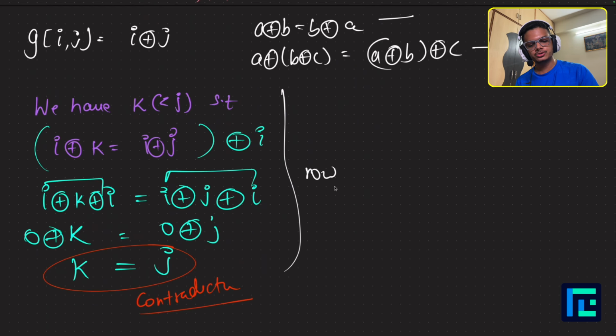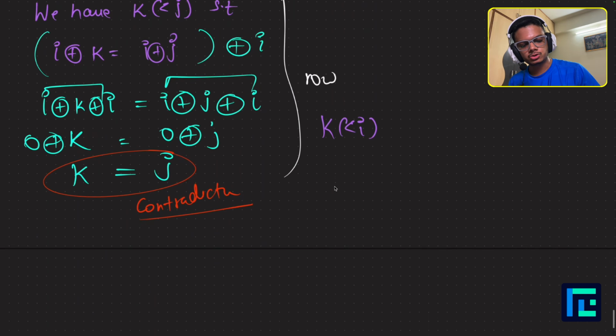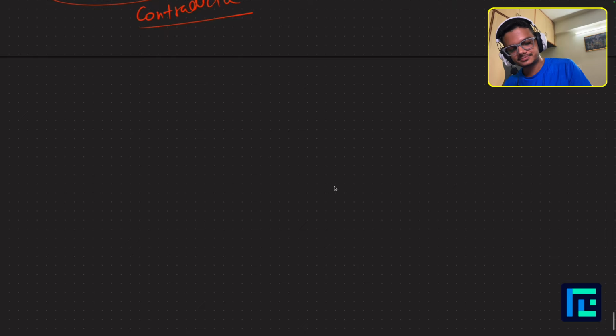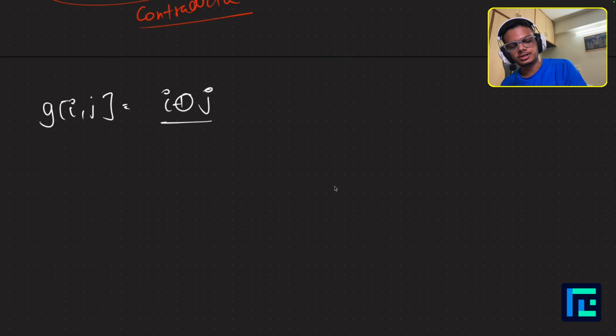Now, on the same ground, you can assume a k which is less than i, and prove that you cannot have i XOR j on the same column itself. I leave that as an exercise for you, but it's basically the symmetric proof of this. Fine. So what you have effectively proven is that grid of i j is equal to i XOR j. You cannot have this value before it. So this value is unique.